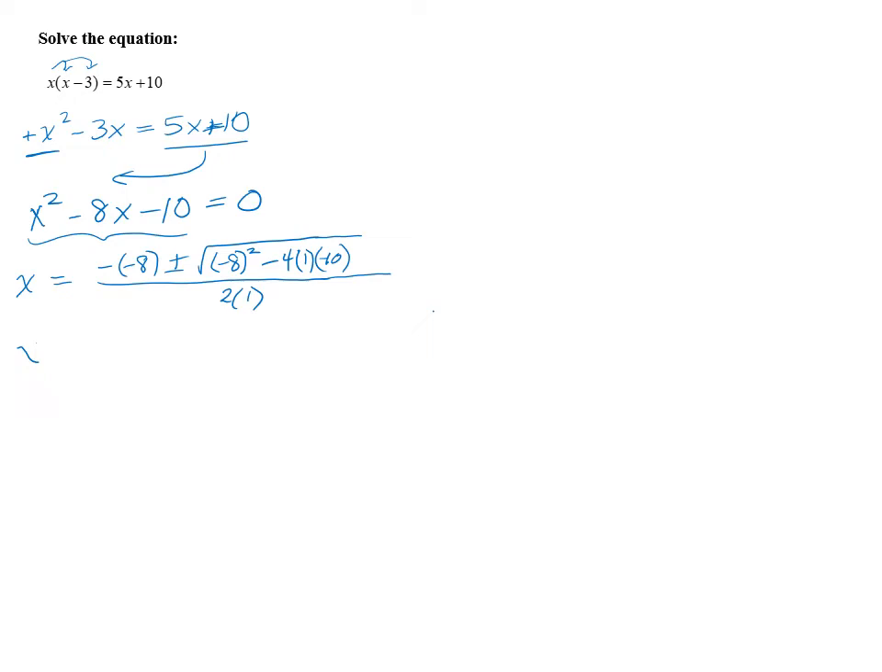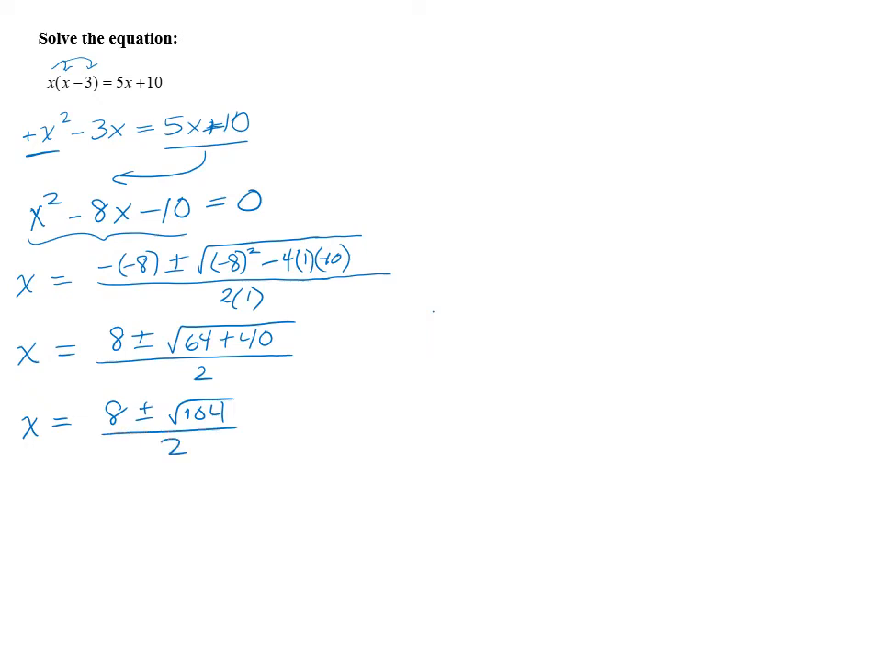So remember, we're solving for x, so we continue to say x equals negative negative 8 is 8 plus or minus. We square the negative, including the 8, so that would be 64. When we have negative 4 times 1 times negative 10, we get plus 40. And in the denominator, we have 2. Continuing to simplify, we have 8 plus or minus the square root of 104 over 2 in the denominator.